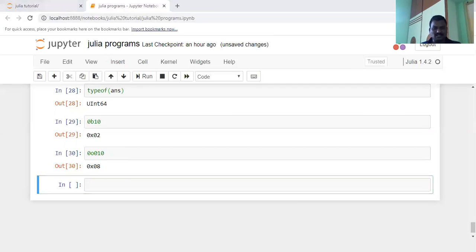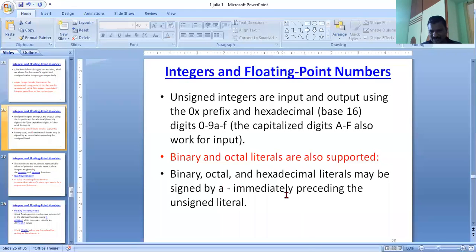Here, for example, is another way of representing the octal number, and a different hexadecimal number. In this way, you will represent the octal number as well as the hexadecimal number, and the binary. Another important point here: the binary, octal and hexadecimal literals may be signed by a minus immediately preceding the unsigned literal. Let us take a simple example.